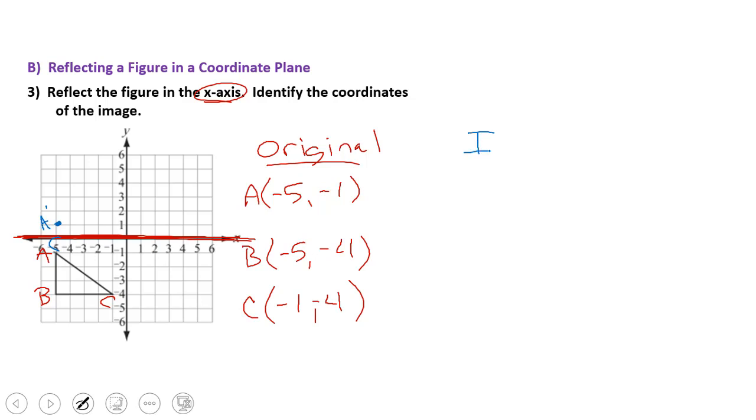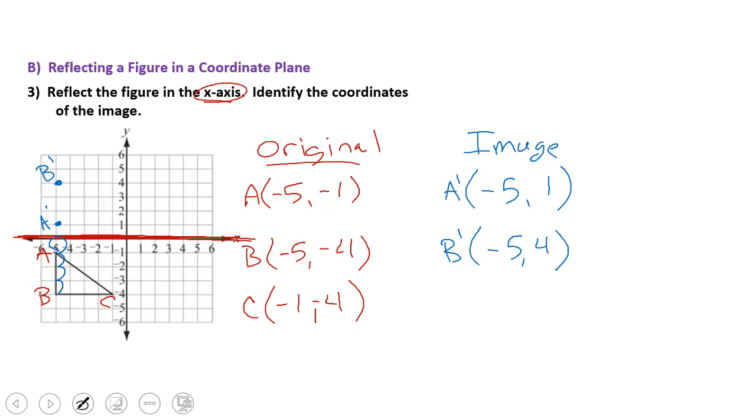I'm going to come over here with my image, and A prime is now where? -5, 1. And B, I have to count up 1, 2, 3, 4. So I'm going to count up 1, 2, 3, 4, put a point. Here's B prime. So I'm going to come over and write down my B prime location, which now is -5, +4. And then I'm going to do C.